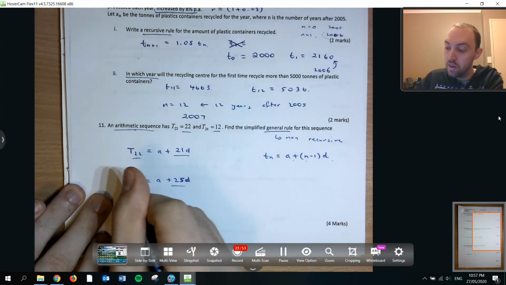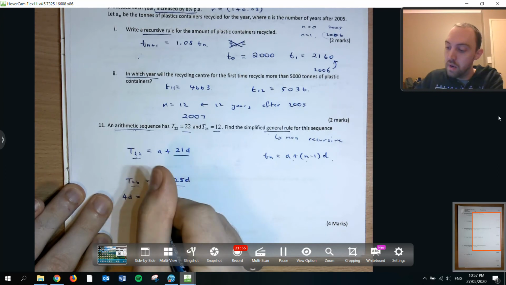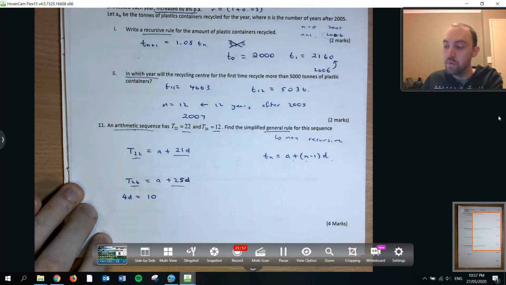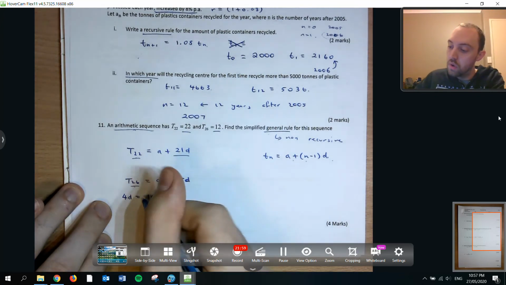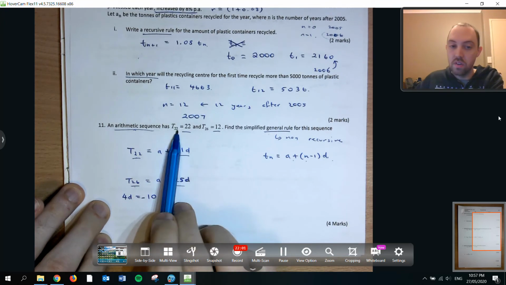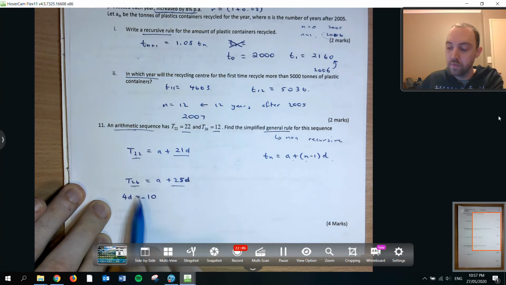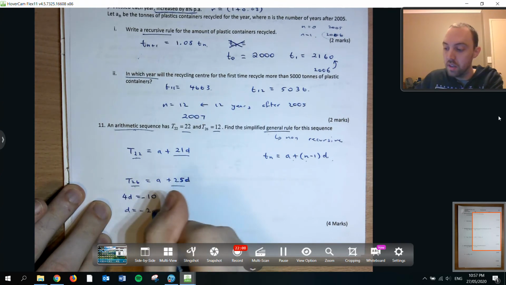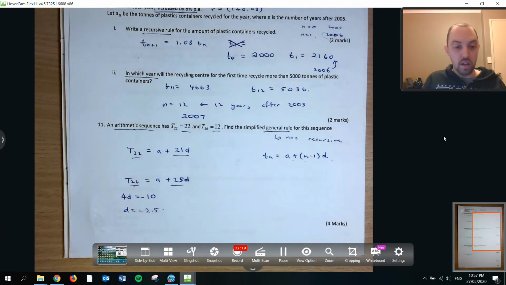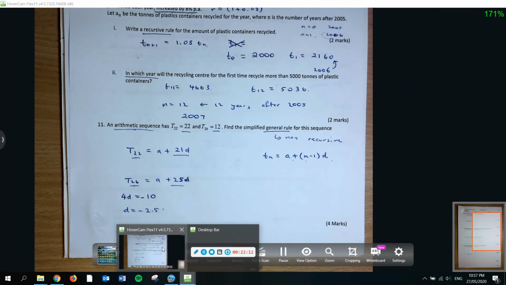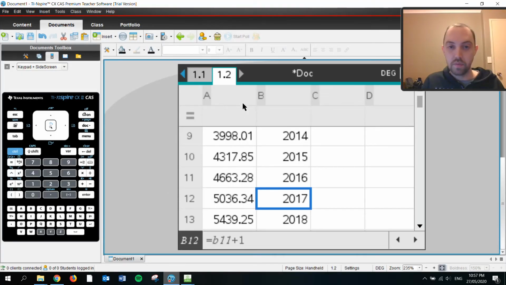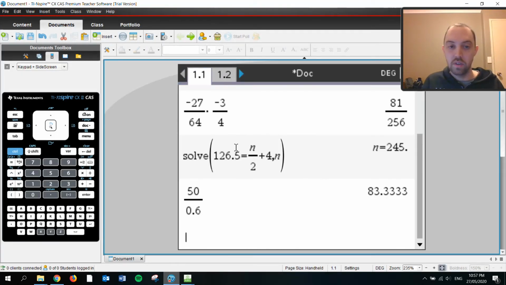So if I was doing it algebraically, I would know that 4d is equal to minus 10, because it's got to decrease from 22 to 12. Okay, and so I'm expecting negative 2.5 to pop up when I solve these simultaneous equations. Okay, back to my calc section.